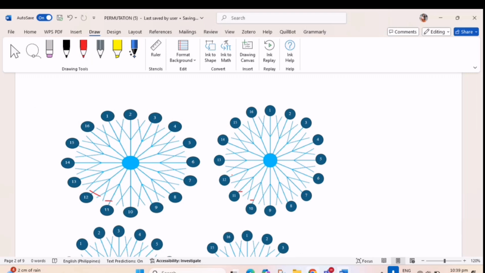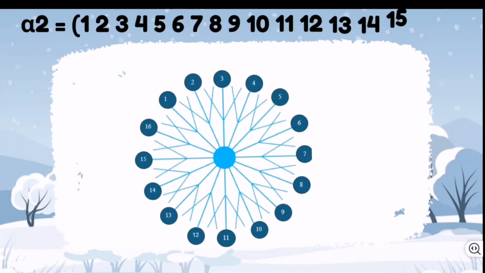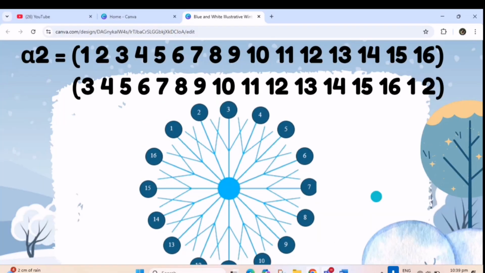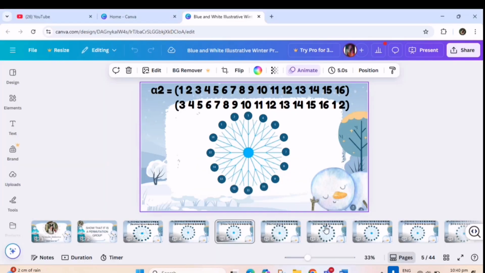For the next one, we have alpha sub 2. And alpha sub 2 is 1 to 3, 2 to 4, 3 to 5, 4 to 6, 5 to 7, 6 to 8, 7 to 9, 8 to 10, 9 to 11, 10 to 12, 11 to 13, 12 to 14, 13 to 15, 14 to 16, 15 to 1, and 16 to 2. And that is our alpha sub 2.